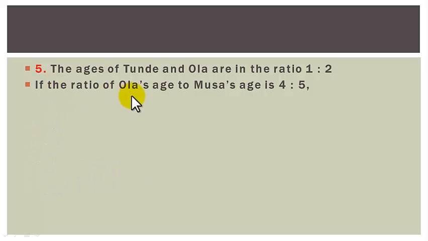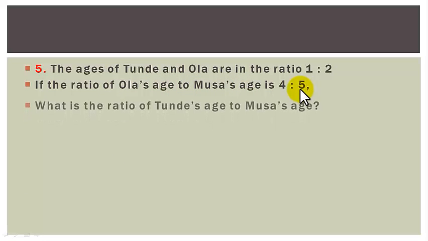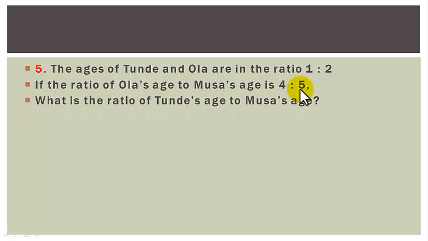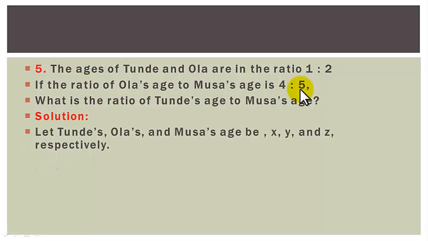If the ratio of Ola's age to Musa's age is 4:5, what is the ratio of Tunde's age to Musa's age? Solution. Let Tunde's, Ola's, and Musa's age be X, Y, and Z respectively.